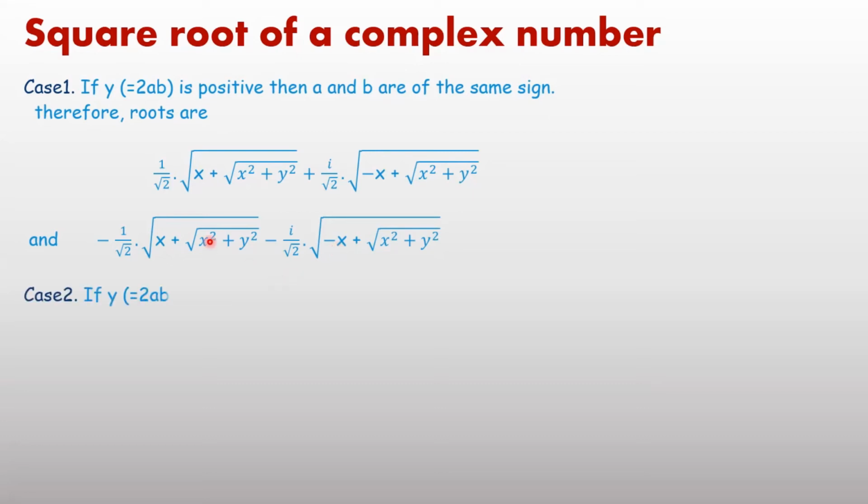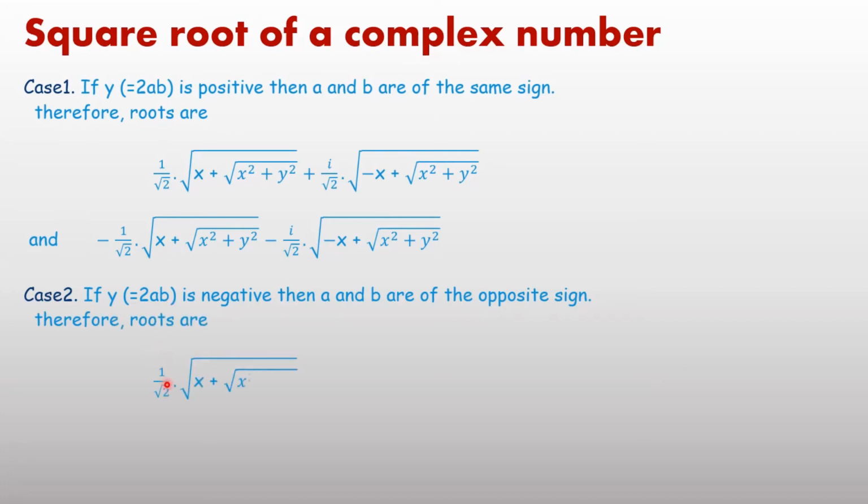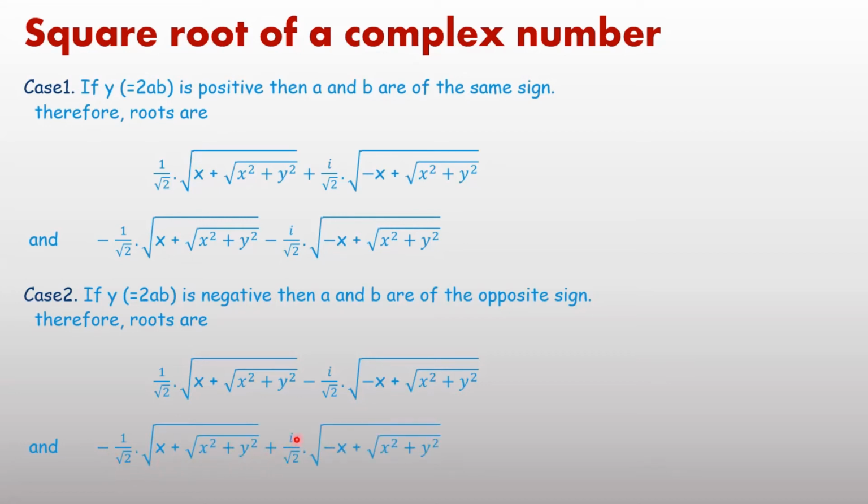Case second, if y, meaning 2ab, is negative, it implies any one of a and b is negative and the second is positive. Or in other words, you can say a and b have opposite sign. In opposite sign, the roots are: first with plus sign and second minus, or first minus 1 upon root 2 under root x plus under root x square plus y square, and second with plus sign I upon root 2 into under root minus x plus under root x square plus y square. In this process, if any complex number is given, we can find the square root of the complex number.